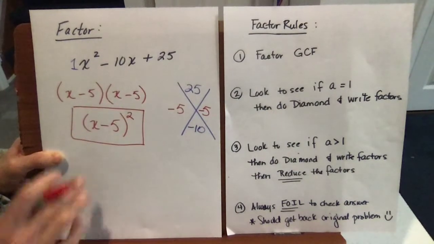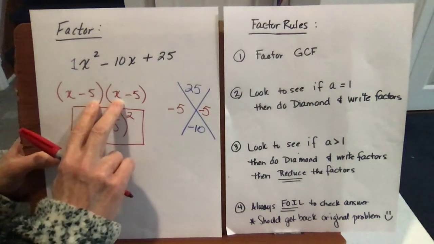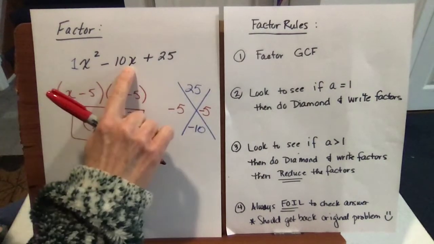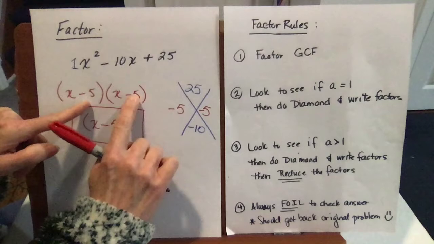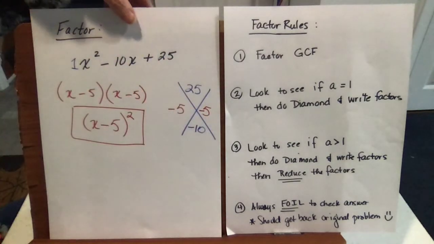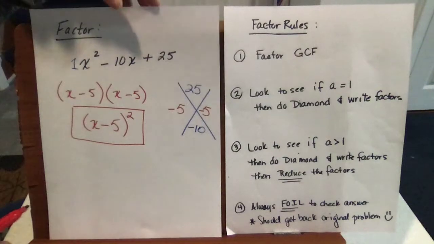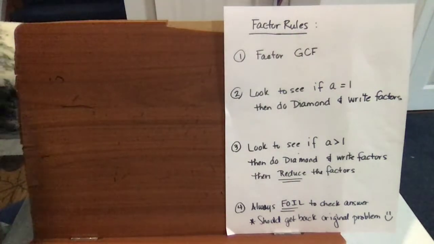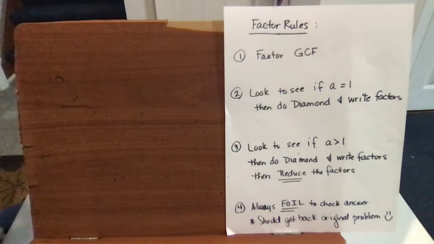Okay, and then you can check, as always: x squared, negative 5x, minus 5x, negative 10x, negative 5 times negative 5, positive 25. So that's the uniqueness that makes this a special case. All right, next.